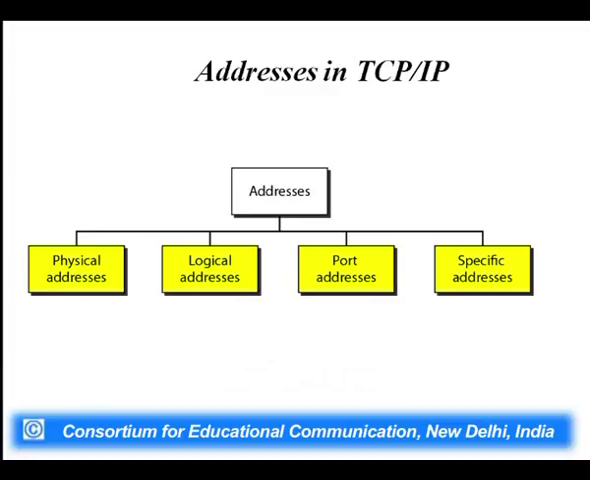Each service running must be provided a port address which connects with the transport layer. So the port address is the address at the transport layer. The logical address is the IP address at the network layer. The physical address covers the data link and physical layers combined, that is the MAC address, the medium access control layer address. The specific address is the address of an application. As I said, www.google.com is a specific address.